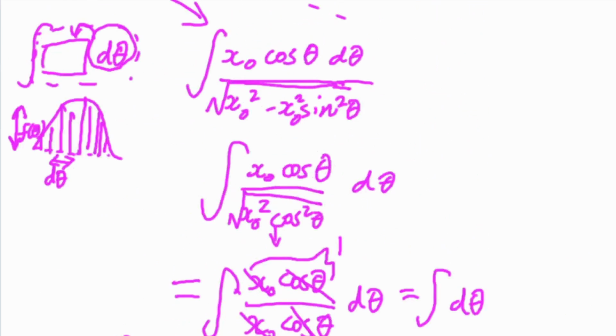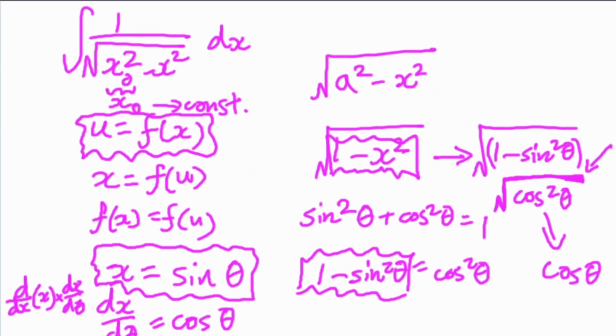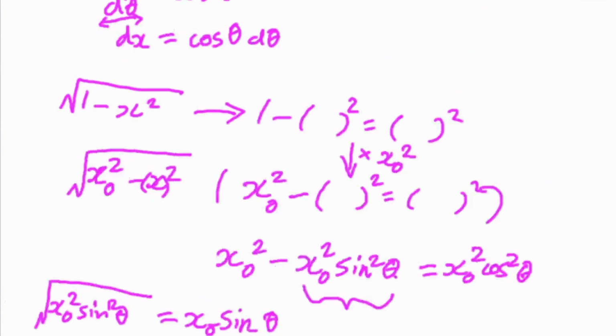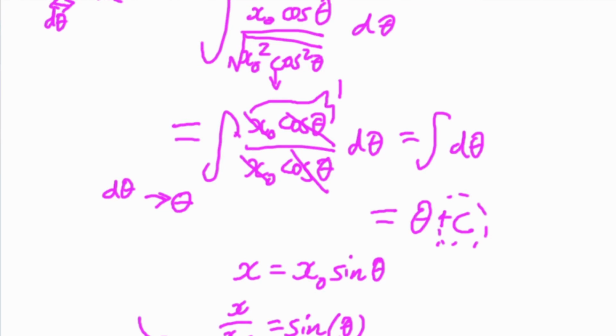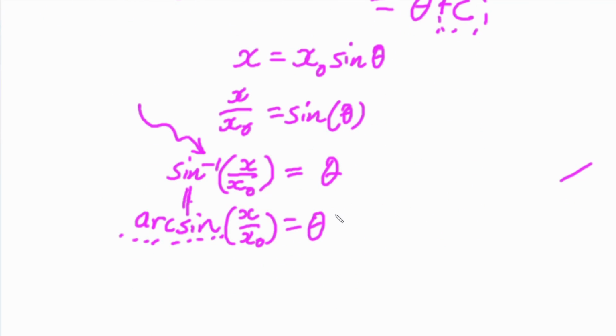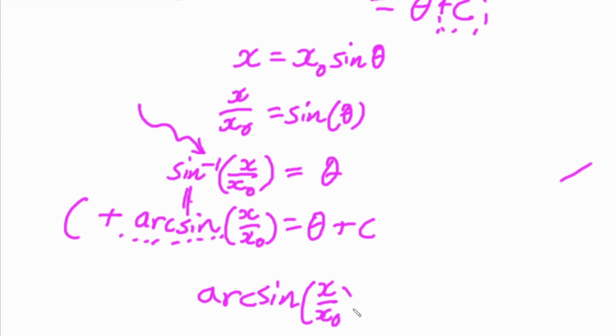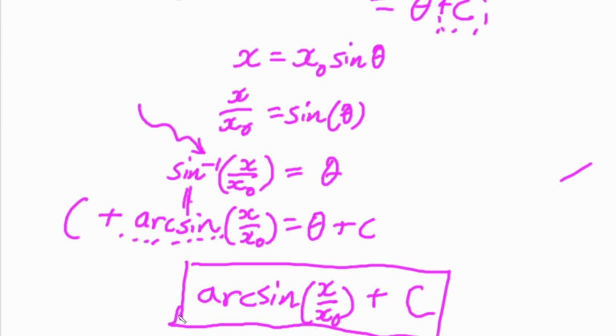So overall, the integral of this thing, 1 over the square root of x0 squared minus x squared dx, is equal to arcsine of x over x0 plus c. Or our final answer is arcsine of x over x0 plus c. Awesome.